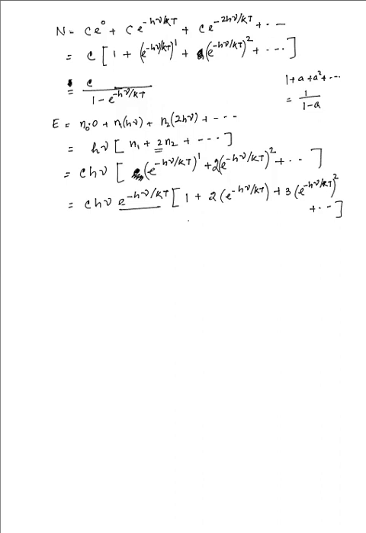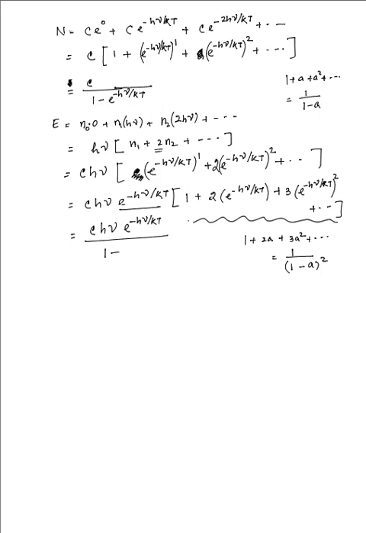Now this summation series is of the form 1 plus 2a plus 3a squared and so on, and the result for this summation is 1 divided by 1 minus a, whole squared. So what we get in this case is C h nu e to the power minus h nu divided by kT, whole divided by 1 minus e to the power minus h nu by kT, squared.